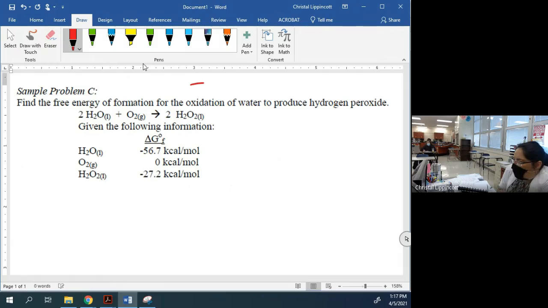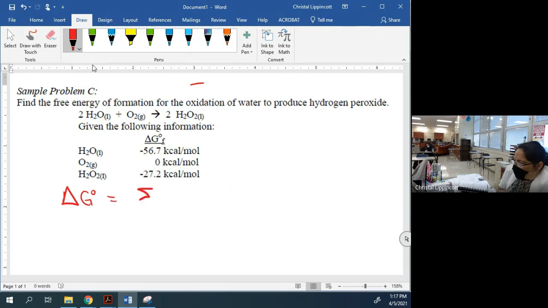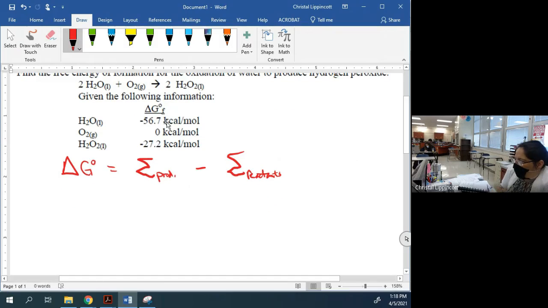So remember that our delta G of formation equals the sum of the, and that's my sigma. It's not the best sigma in the world, but I'll try. That's a better sigma. Of the products minus the sum of the reactants. So they've given us these values. This is our product information here.